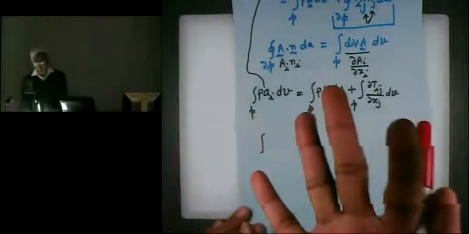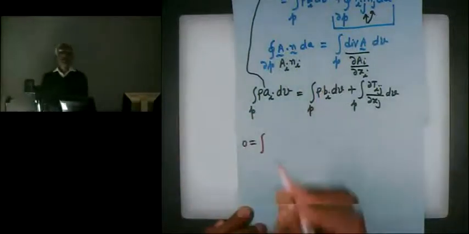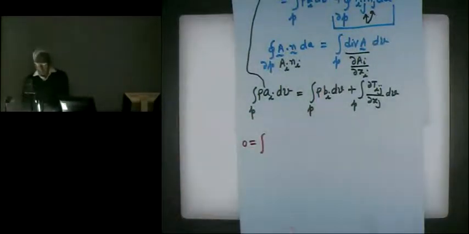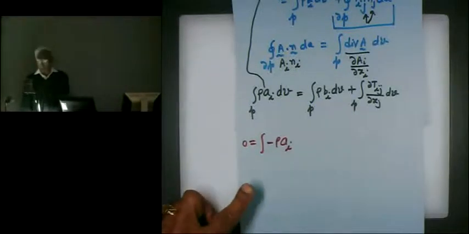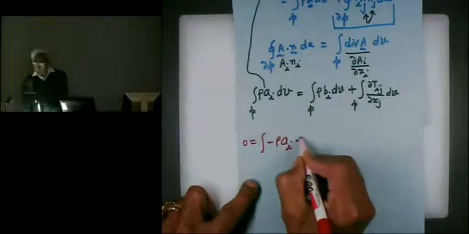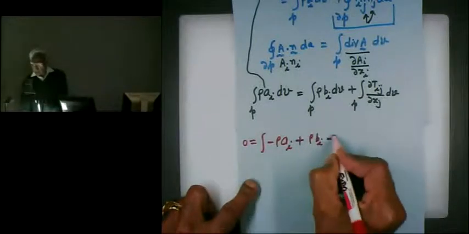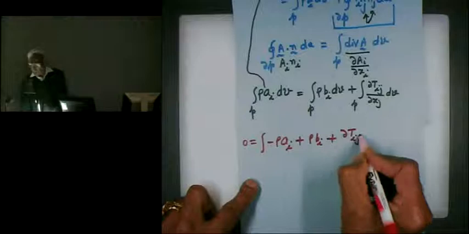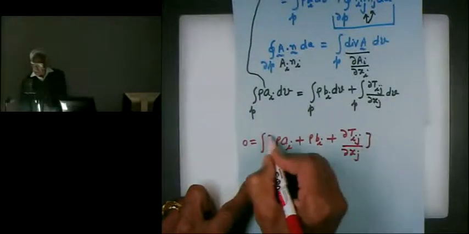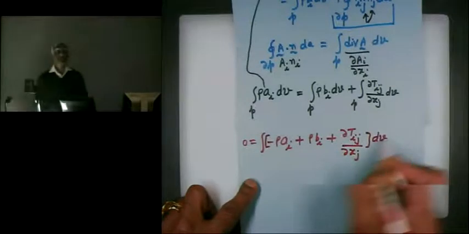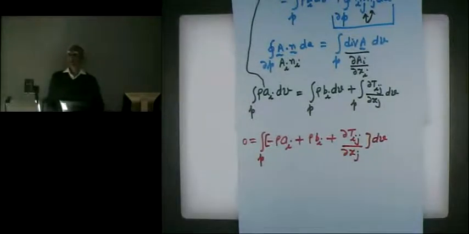So let's say we have to put only one negative sign. It's minus rho ai, plus rho bi, plus delta tij over delta xj. This is one part. So 0 equals that.